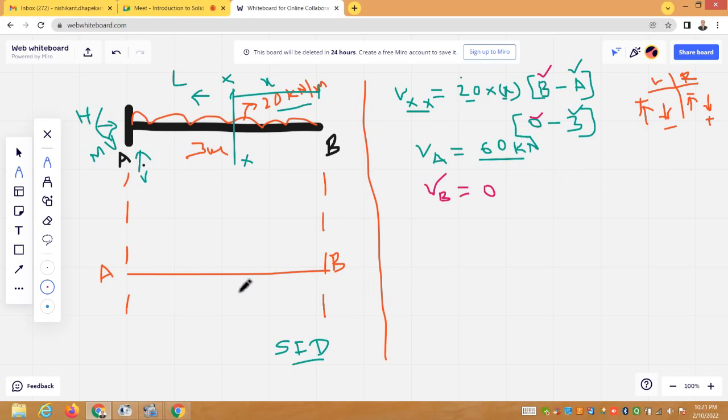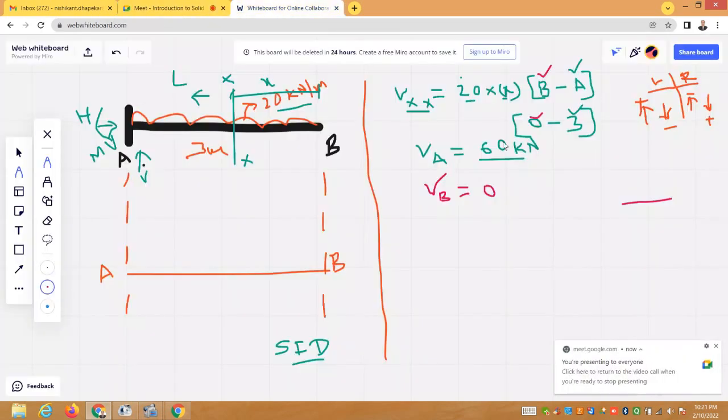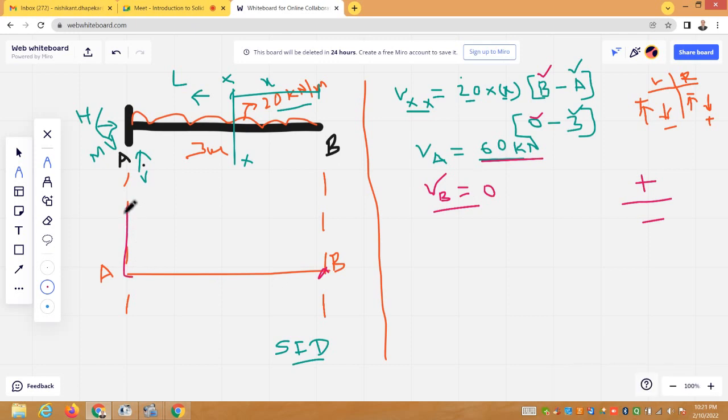Now start plotting it here. Our sign convention to plot the shear force diagram is to plot positive values above the horizontal axis and negative values below it. You can take vice versa also, it doesn't make any difference. So the shear force at B is equal to 0. The shear force at A is positive 60. I am plotting above the horizontal axis. So suppose this is your 60 value. This is 60.